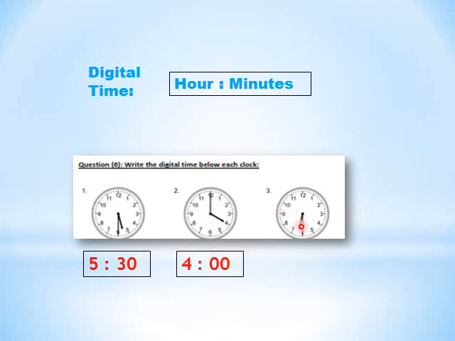The last one, what is the hour? The hour hand is between 6 and 7, so it was 6 and it moved a bit, and it reached the middle, but it didn't reach 7, so the hour is 6. And how many minutes? The minute's hand is pointing to 6, so it is 30 minutes. So the most important thing here is that when the minute's hand is pointing to 12, it is 0 minutes. When the minute's hand is pointing to 6, it is 30 minutes.